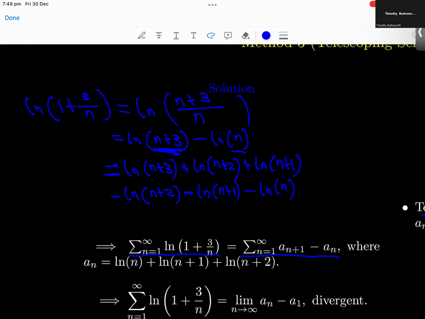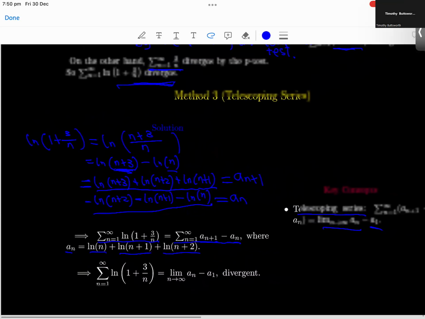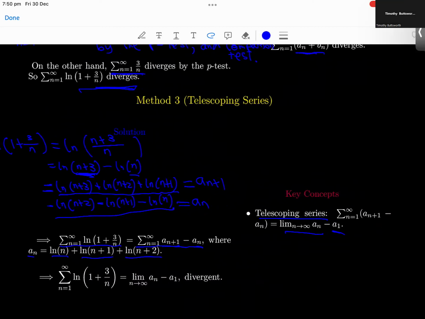And so what you may notice is that we've now actually achieved what we set out to do. We notice that if we let this thing over here be an, and this thing over here, well, that's then going to be an plus 1. So this whole series can be expressed as a telescoping sum, the sum of an plus 1 minus an, where these an terms are given by ln of n plus ln of n plus 1 plus ln of n plus 2. Great. Now I'm in a position to use the theory of telescoping series.